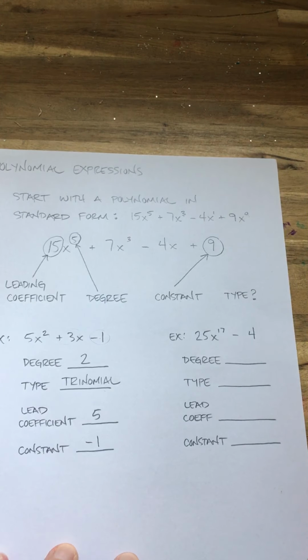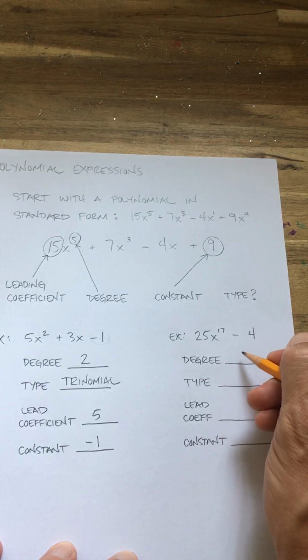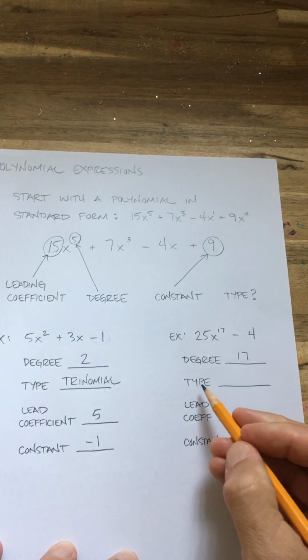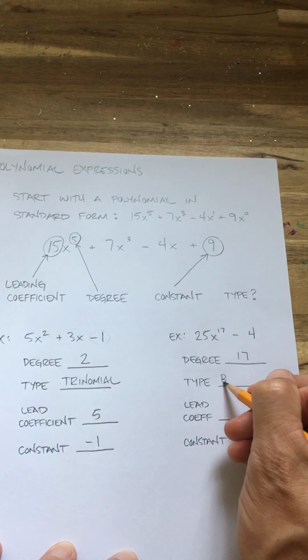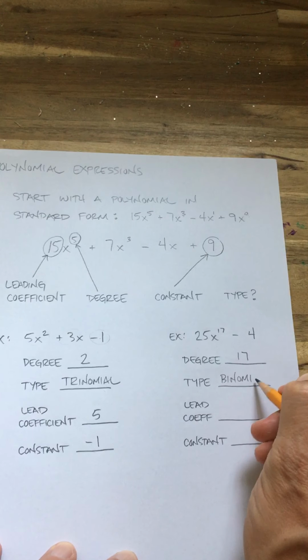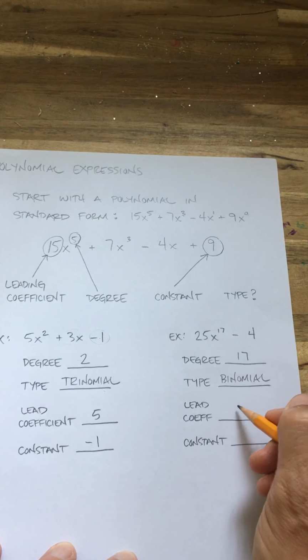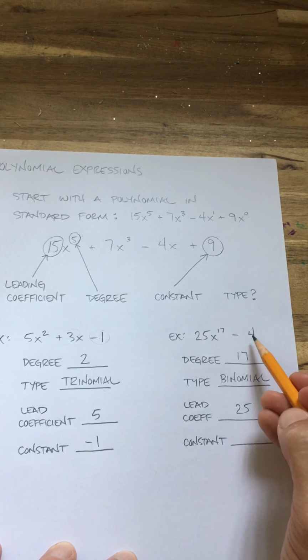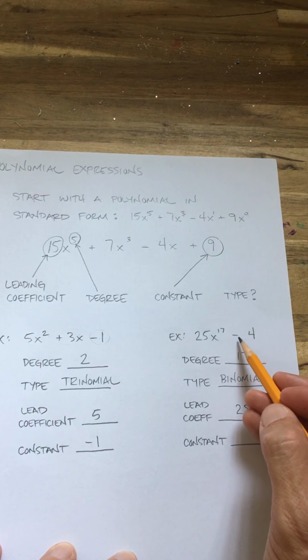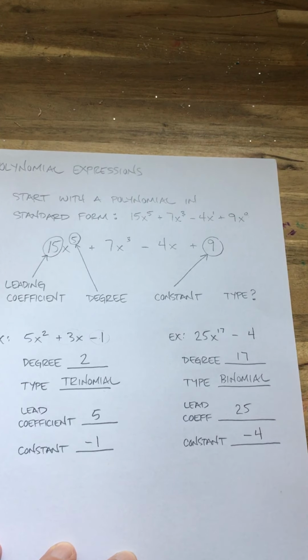All right, here we go. The degree is 17. The type, 1, 2 terms. It's a binomial. The leading coefficient, it starts off with 25. And the constant is negative 4. Not 4, it's negative 4. They go together, negative 4. Okay.